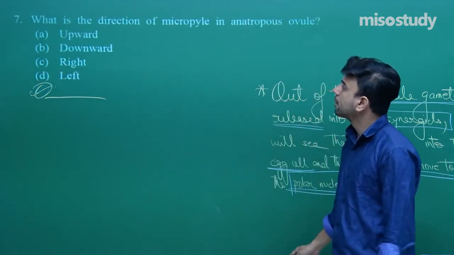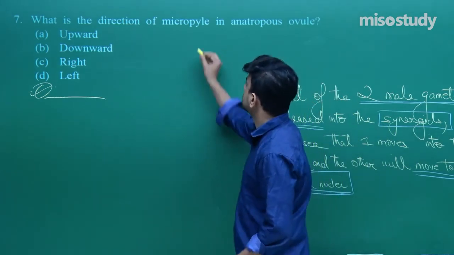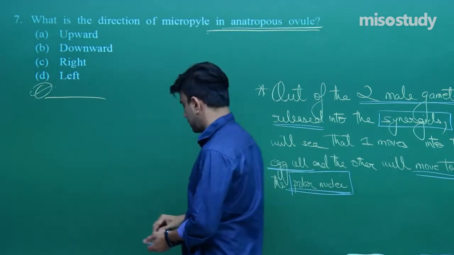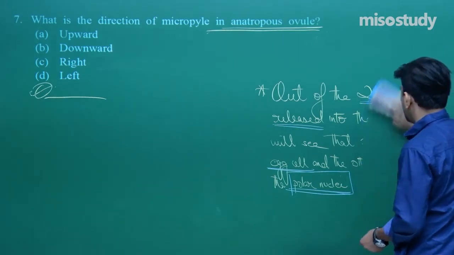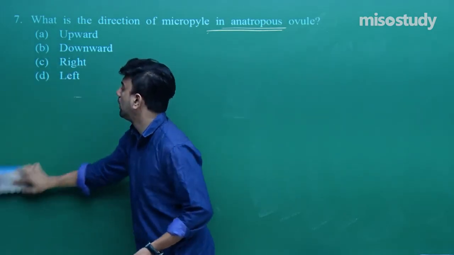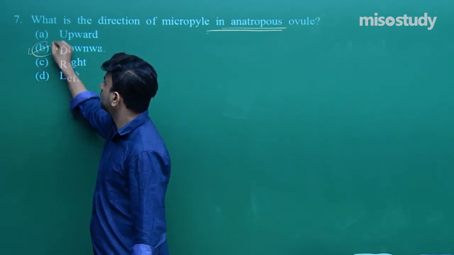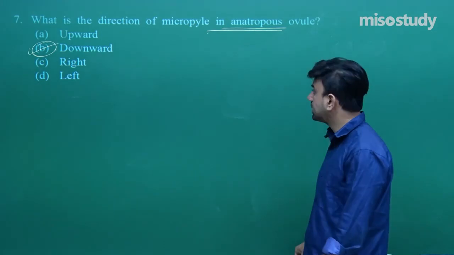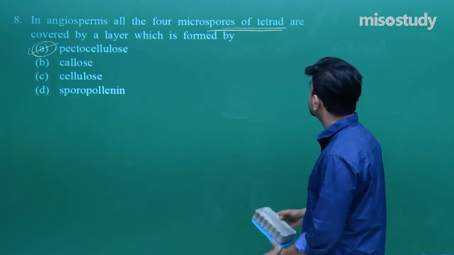What is the direction of micropyle in an anatropous ovule? In the anatropous ovule we will always see that the direction of the micropyle is always downward. That we all know. We have seen that in our topic sections. The next one.